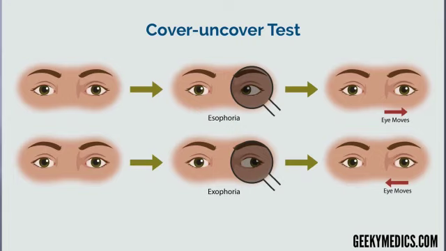If the eye moves outward, it is going to be a case of esophoria, and if the eye moves inwards, it is going to be a case of exophoria. And also the speed of movement tells us about the recovery, whether the recovery is slow or rapid.